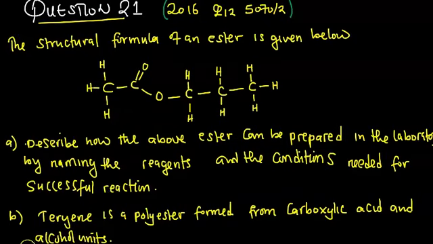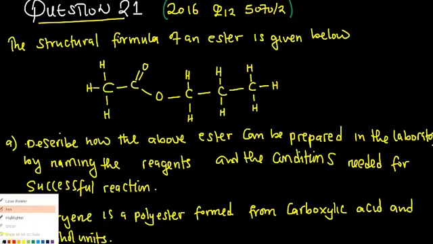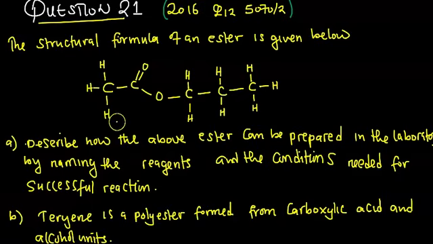Okay, so let us answer question 21. Question 21 is coming from 2016, that is question 12. This one I extracted from 5070 paper 2, that is pure. The structural formula of an ester is given below. The question is: describe how the above ester can be prepared in the laboratory by naming the reagent and the condition needed for the successive reaction.